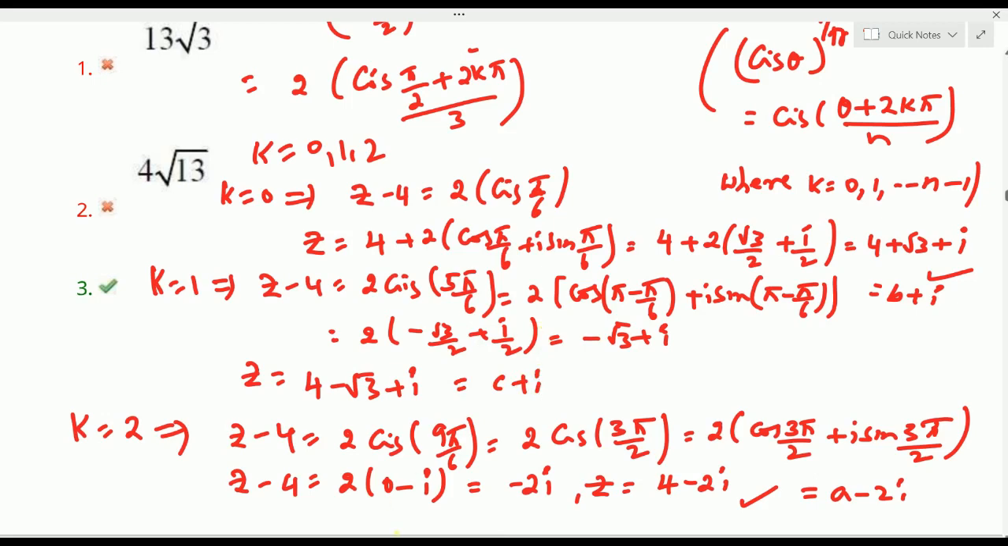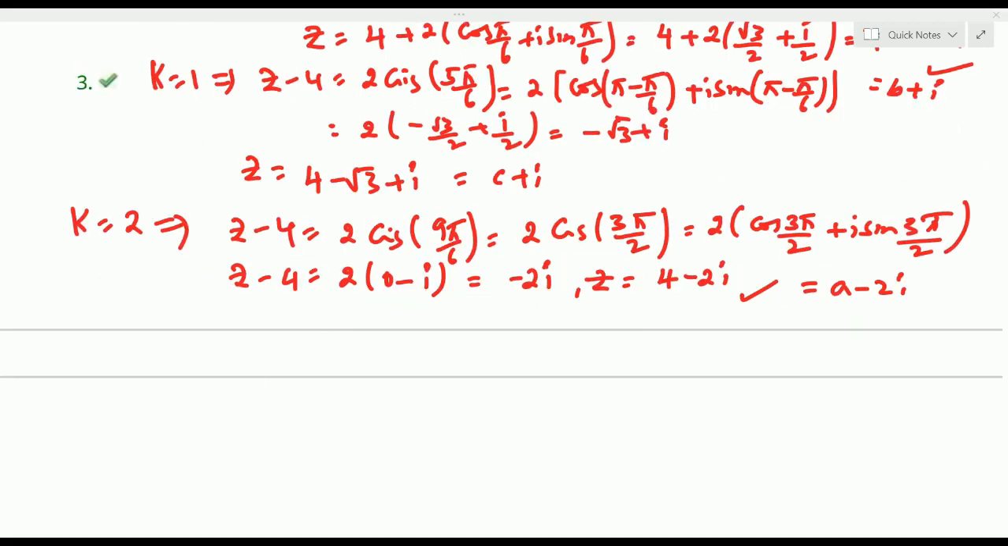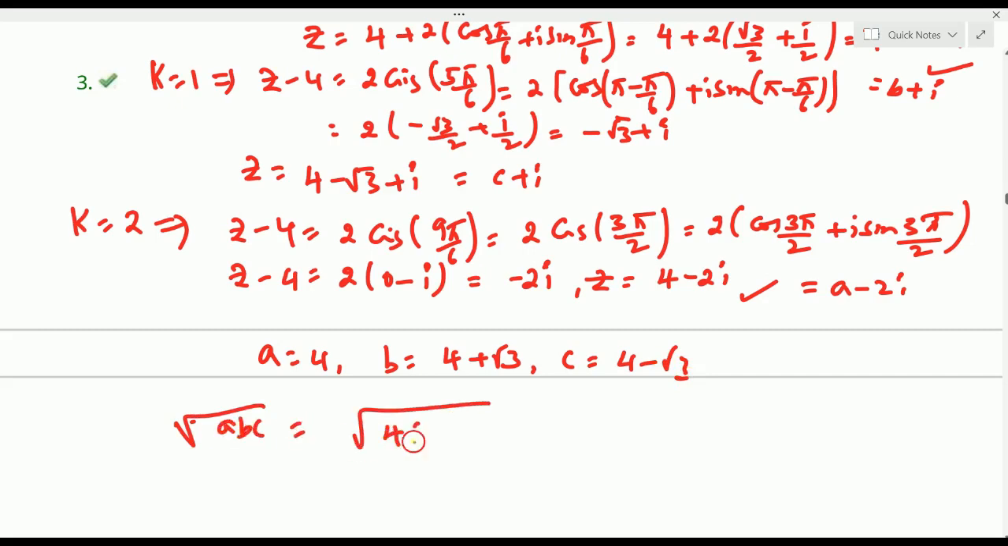We need the root over ABC, let's see what that is. So what are the ABCs? a is 4, b is 4 plus root 3, c is 4 minus root 3. Now we want the cube root of the square root of ABC. Square root of ABC is square root of 4 into 4 plus root 3 into 4 minus root 3.